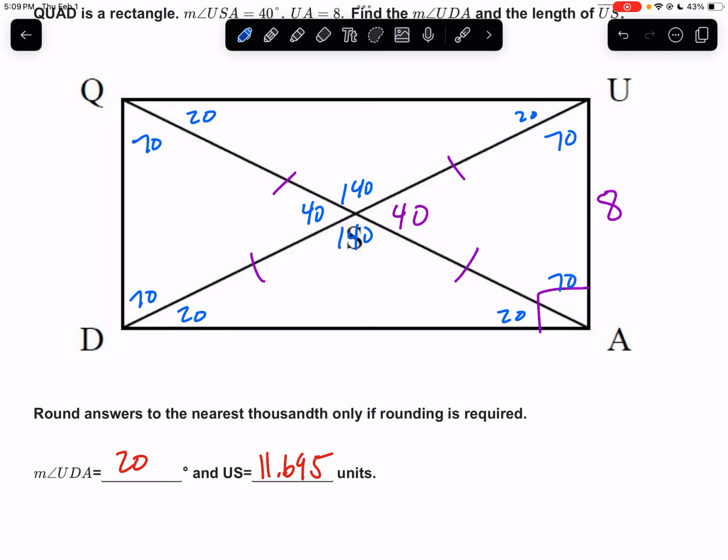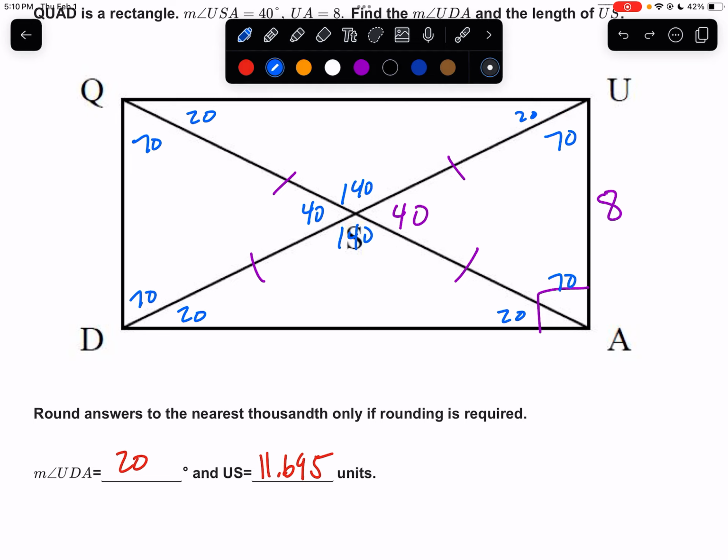We want to know how big is angle UDA. Well, that's this 20-degree angle down there. Remember, we go in order. UDA draws that 20-degree angle. So UDA is 20 degrees. How long is US? US is this side right there.